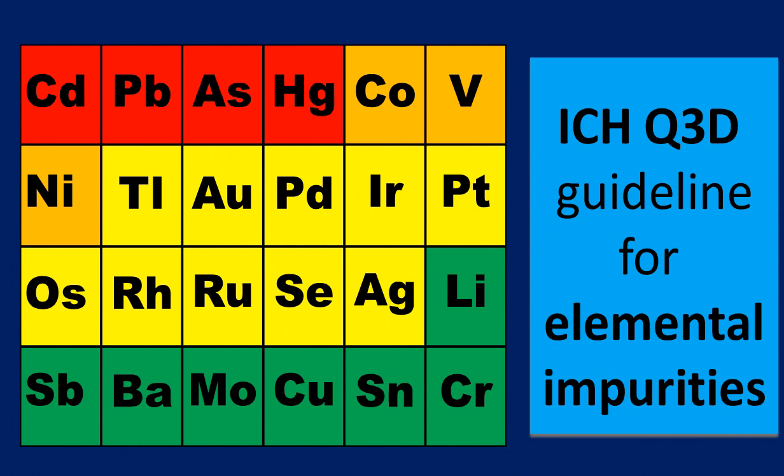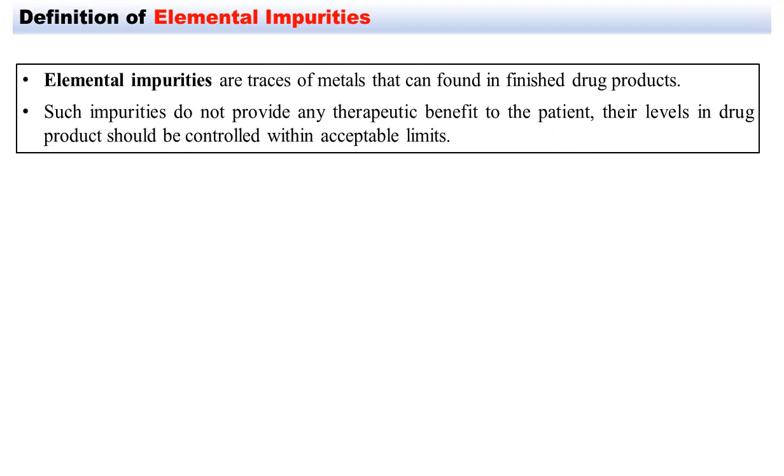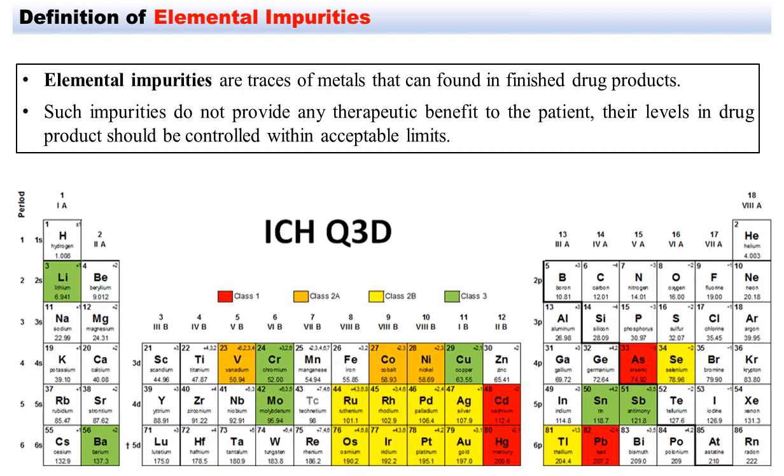Today we will discuss the ICH Q3D guideline for elemental impurities. Elemental impurities are traces of metals that can be found in finished drug products. Such impurities do not provide any therapeutic benefit to the patient. Since elemental impurities pose a risk to patient health due to toxicological effects, their levels in drug products should be controlled within acceptable limits. This is the periodic table of elements.